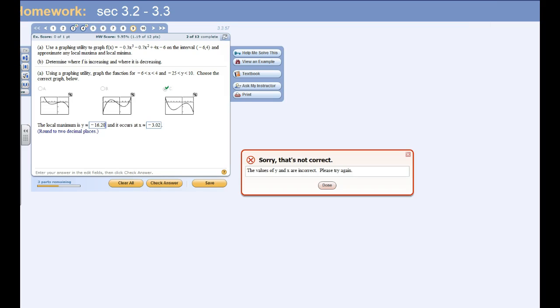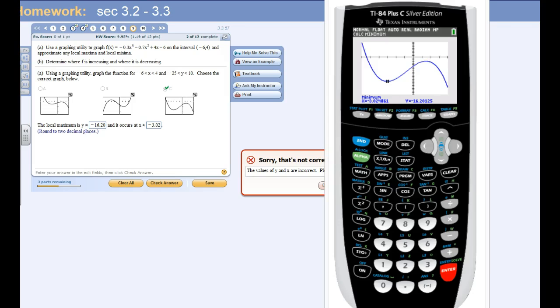So when I enter these values, it says I'm wrong because I misread the problem, and it said find the maximum, and I actually found the minimum. So I'm going to record that answer because my guess is they're going to ask me to find the minimum in a moment. So I'm going to remember this solution. And I'm going to repeat the process.